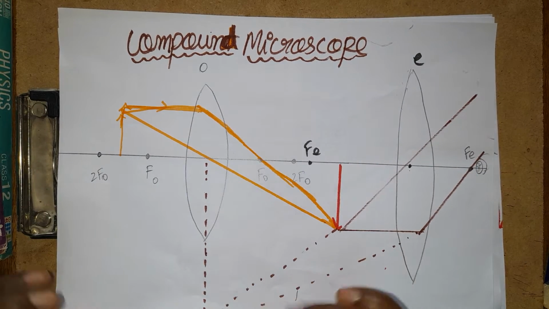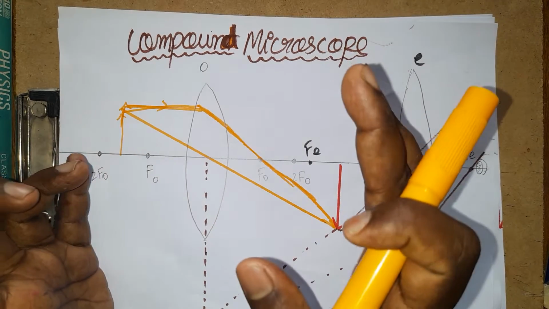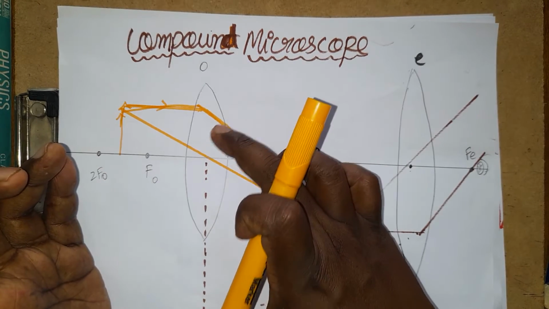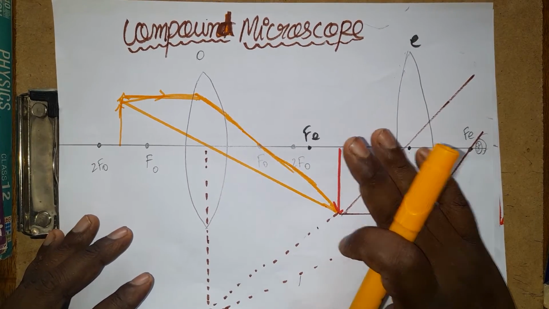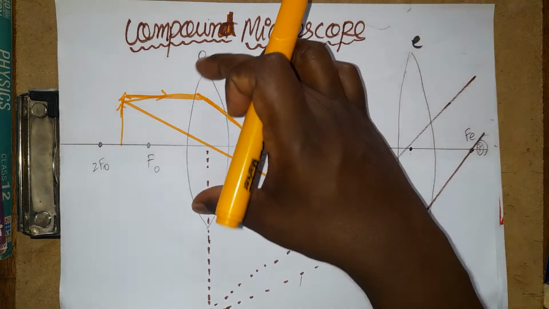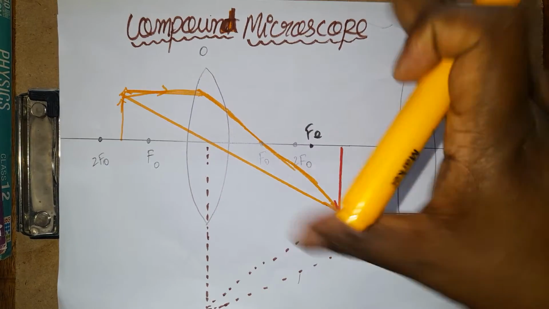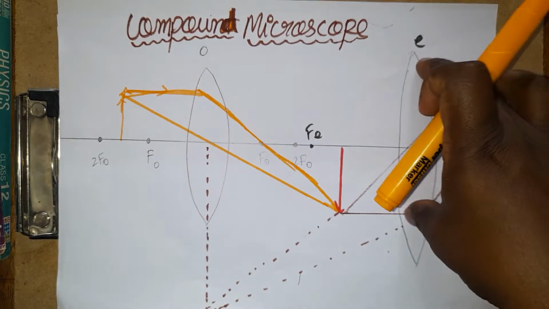If you draw this diagram, you will get the marks. When the object is placed between f and 2f, the image will be formed, finally magnified and inverted. First of all, we learn about the compound microscope. What lenses are required? Two lenses: one is the objective, another one is the eye lens. The objective lens is smaller than the eye lens in a compound microscope.